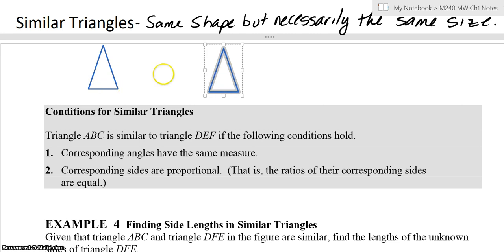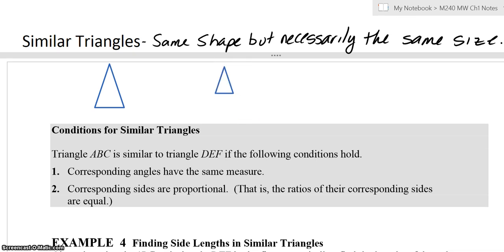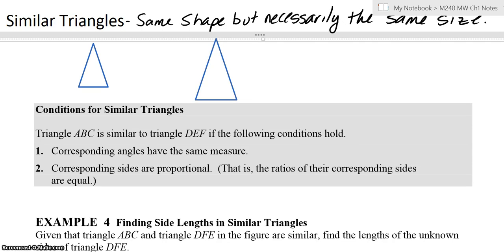Right now I just made a copy of it. These two triangles are actually congruent. They're also similar, but they're congruent because they're exactly the same size and shape. But if I enlarge it or shrink it, these are two similar triangles, either one. Those are all similar triangles. Let's go ahead and enlarge it. There are conditions for similar triangles.